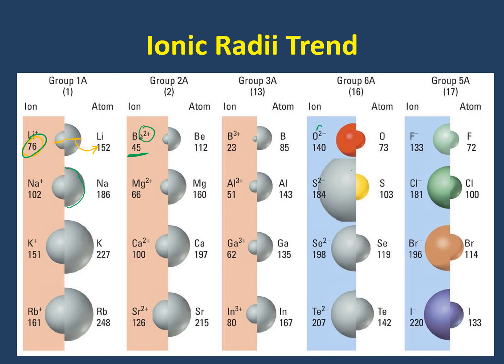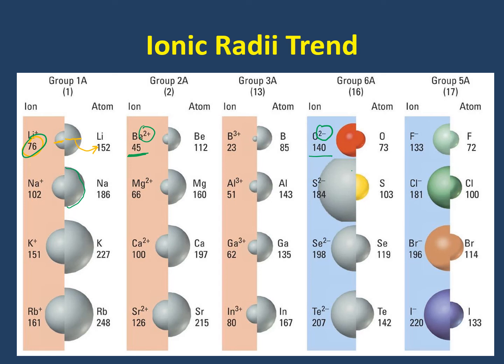The opposite is true for negatively charged things. As we get negative charges, our radii increase. The extra electrons need to spread out further because they don't want to repel each other. So the more electrons we add to an atom, the size of the atom's going to dramatically increase.